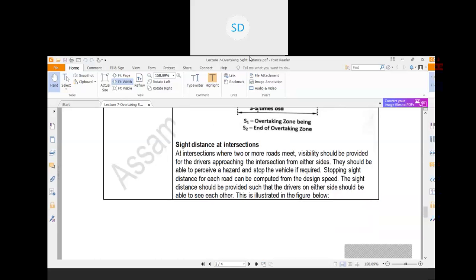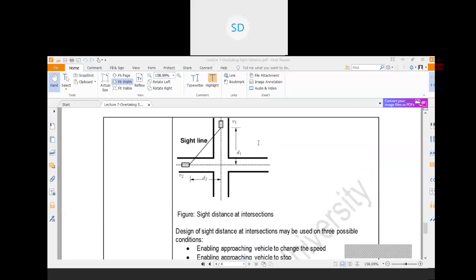Okay, so next is side distance at intersection. At an intersection where two or more roads meet, visibility should be provided for the drivers approaching the intersection from either side. They should be able to perceive a hazard and stop their vehicle if some condition arises. Suppose this is the vehicle, and this is another vehicle.